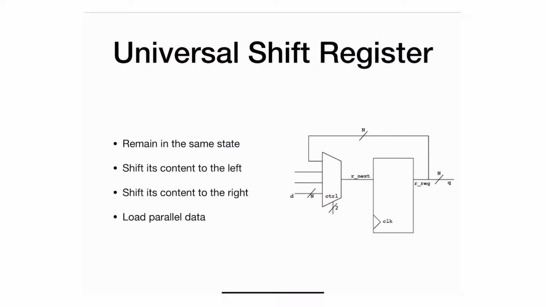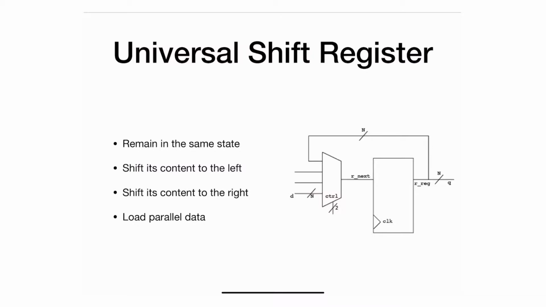So the one I'm going to be talking about is what we call a universal shift register. This particular universal shift register does the following. It can either remain in the same state, basically nothing happens, or it might shift its contents to the left. Basically it can do a left shift, or a right shift, or it can load parallel data. If it's an 8-bit universal shift register, it will load these 8 bits.